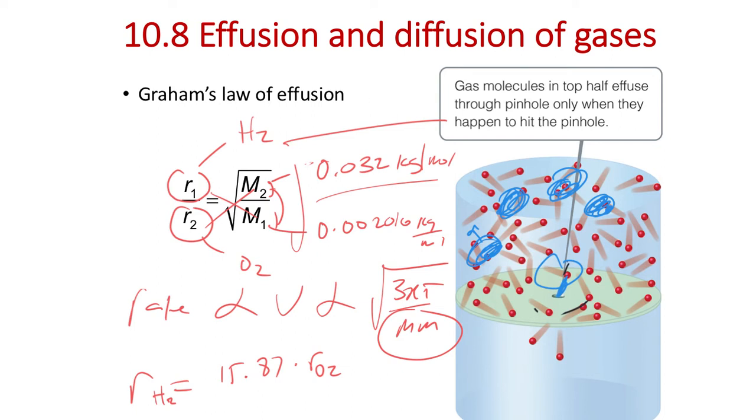And so that helps prove what we suspected, that the lighter particle travels faster, has a greater probability or rate of hitting that pinhole, and escapes faster through the cell.